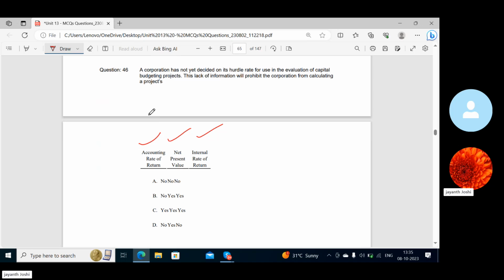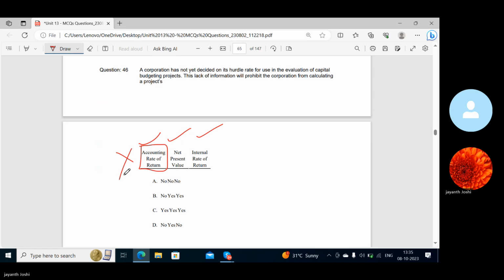See, first of all, hurdle rate is not required for ARR because we are not going to discount anything here, correct? Are you going to discount anything for ARR? No, sir. You are not going to take the cash flows; even for calculating ARR, you are going to take the accounting income, correct? Yes, sir. So since accounting income is taken, there is no chance of any discounting.